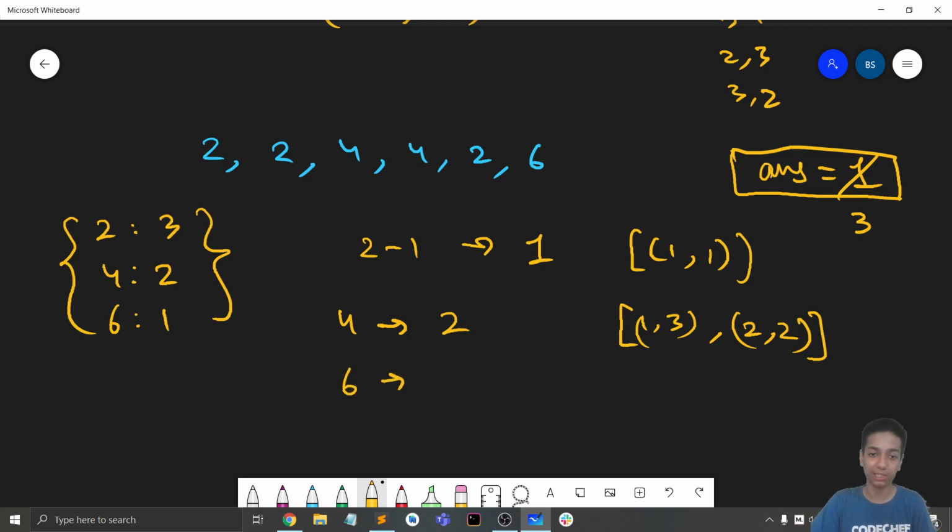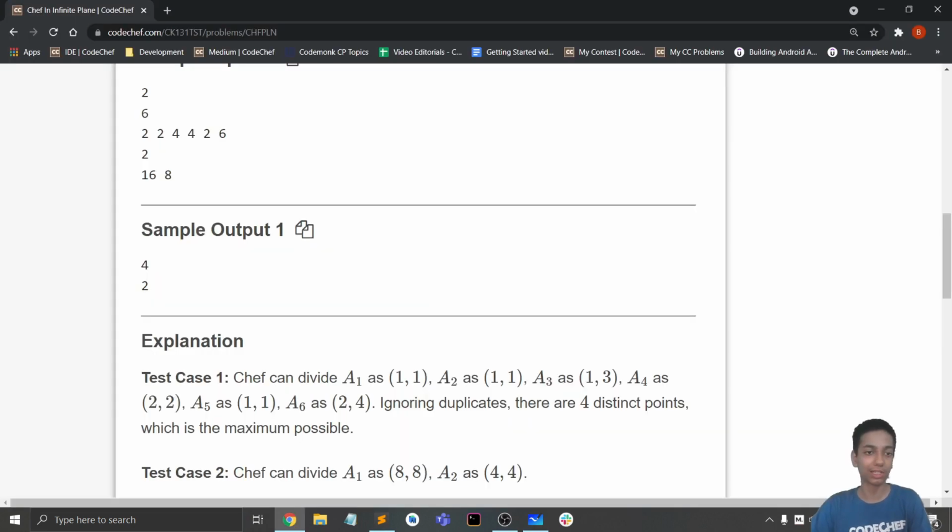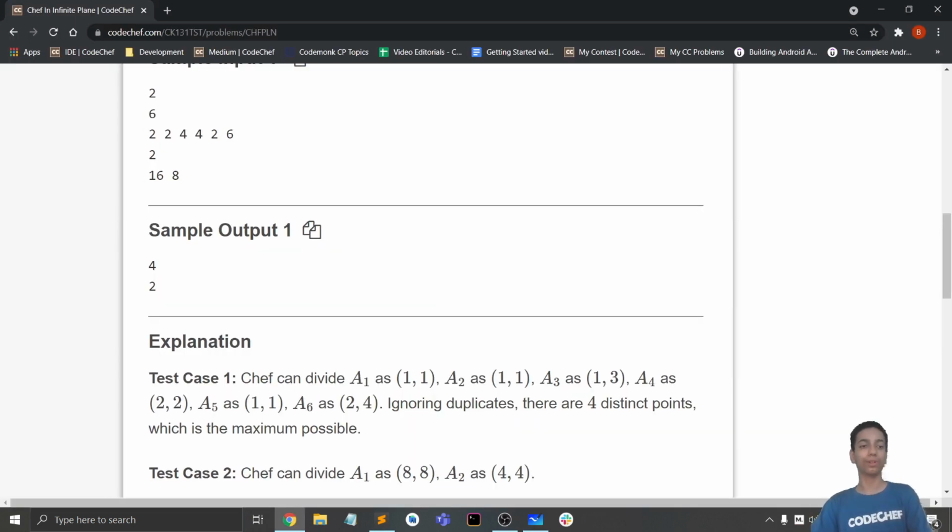So 6 occurs 1 time. The number of ways in which we can split 6 is 5, right? So 5 and 1, I take the minimum, I get 1. And yes, for this 6, I'll split it simply into 1 comma 5, right? So we can add 1 to our answer again, and this becomes 4. So finally we get the answer as 4, right? And let's see what the answer was. And yes, it indeed was 4.